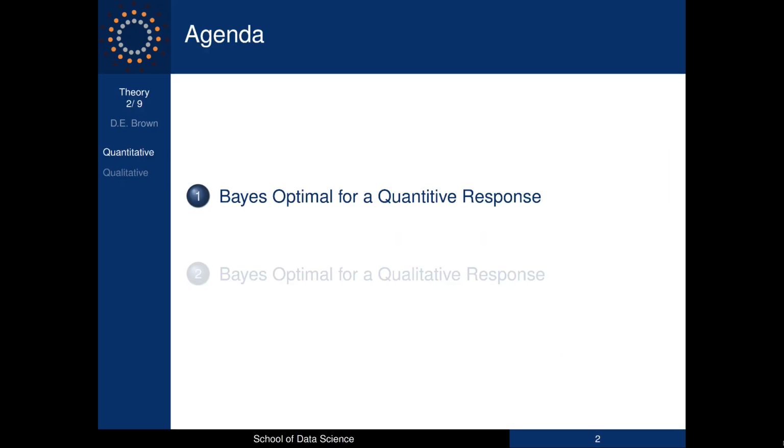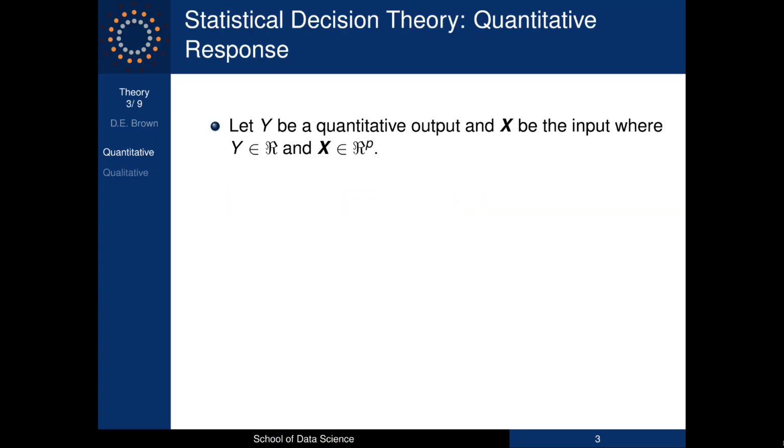Specifically, we'll look at the concept of Bayes optimality for two problem sets, quantitative response and qualitative response. So let's start with quantitative response. We can set the problem up by letting y be a quantitative output and x be the input, where x is, again, a matrix. Y could be something like, for example, the score that a patient receives on a test for their triglycerides. And X could be a series of measurements that include the body mass index of the patient, the blood pressure of the patient, and other scores that we have on that patient.